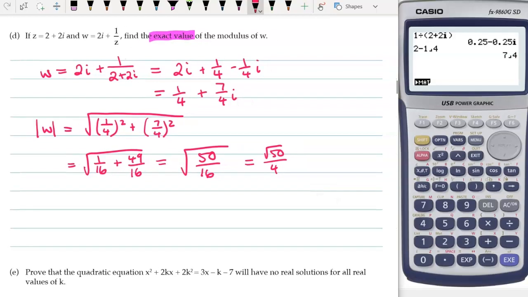We could probably leave it there, but just for completeness, I'll simplify the 50 as well. We can take 25 out of 50, which is 25 times 2. If we bring the 25 out of the square root, we square root it, so it'll be 5 root 2 over 4.